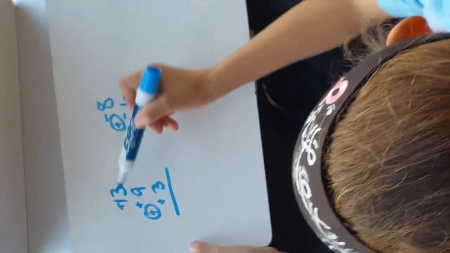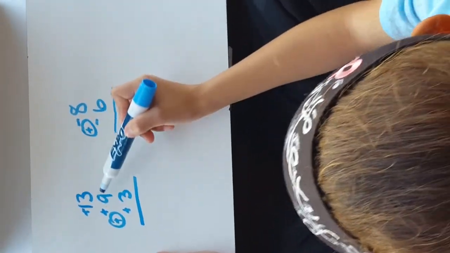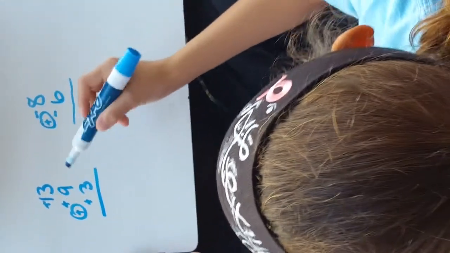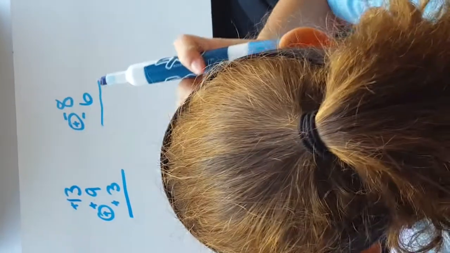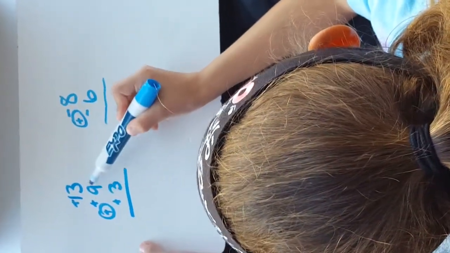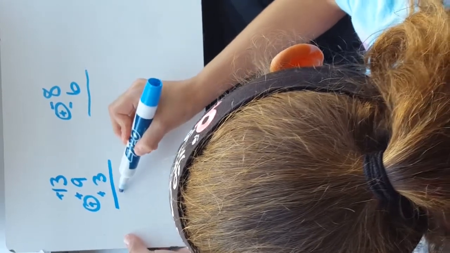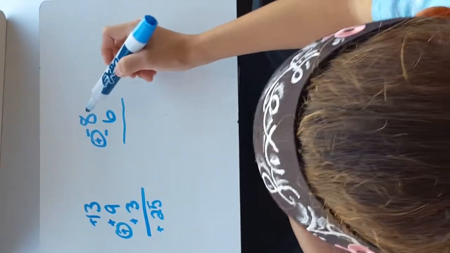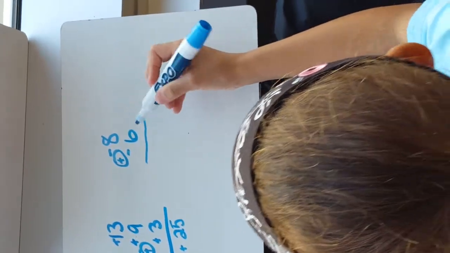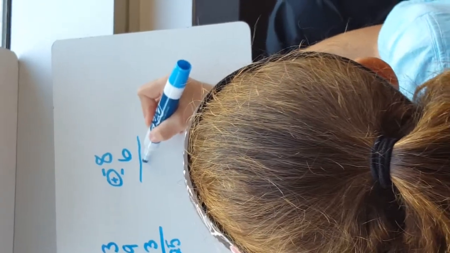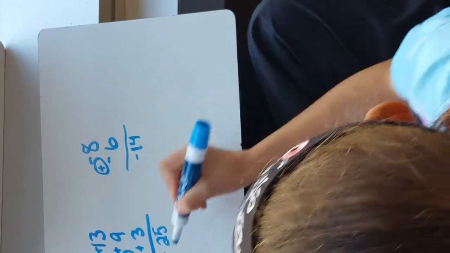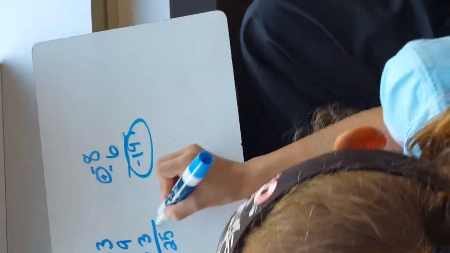So positive 13 plus positive 9 equals 22. So then 22 plus 3 equals positive 25. So -8 plus -6 equals -14. So now all you're going to do is just take this and this, and we're going to change colors.